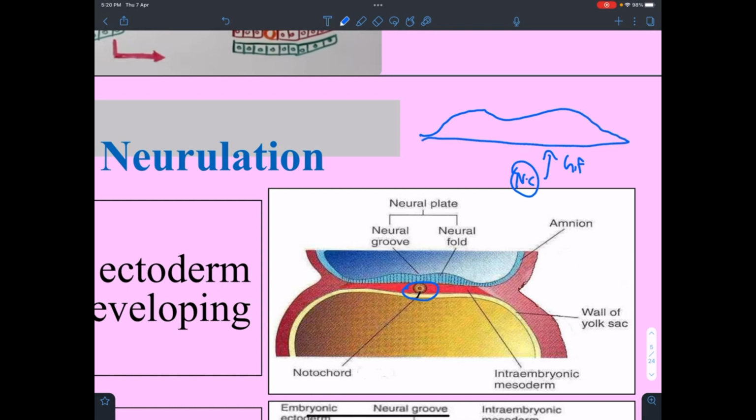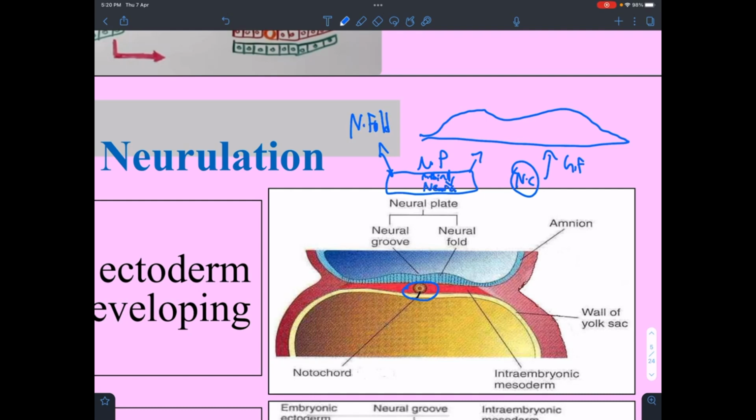Basically, the lateral margins of the neural plate are going to start to elevate, from this side and this side. These are going to go up. Meanwhile, the medial part right here is going to depress down. So two substructures are going to form: the neural fold and, here, the neural groove.